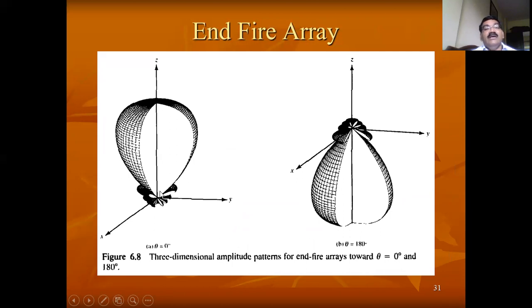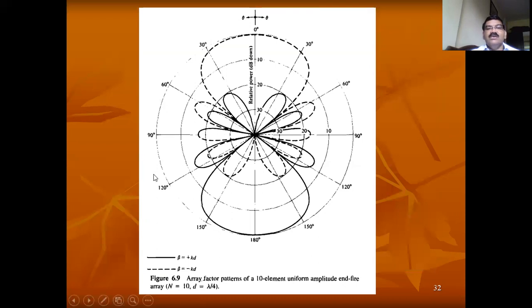This is the end fire array, and in most applications you require an end fire array, and this is theta equals 180. So this end fire array is used in all the directive antennas, in the majority of applications, such as satellite and radar. Mobile generally uses omnidirectional antennas, but where point to point communication is there, mainly these directive antennas are used, and there they use the end fire array. So this radiation pattern of the end fire array is used. And this is the 2D factor.